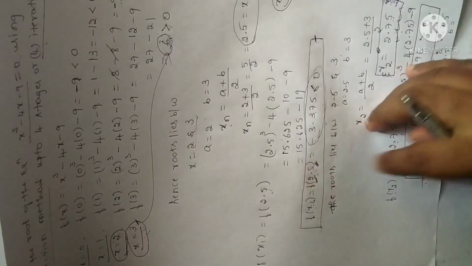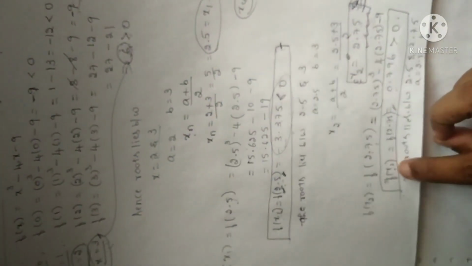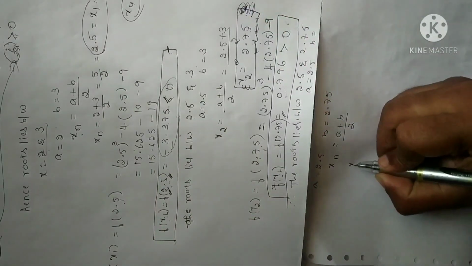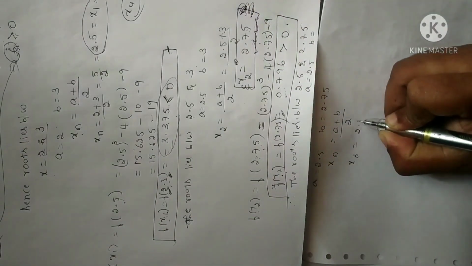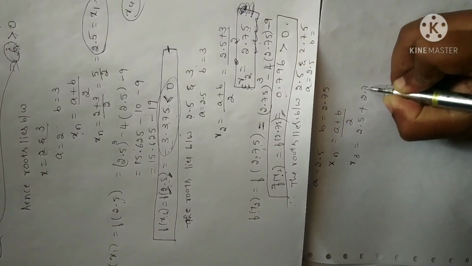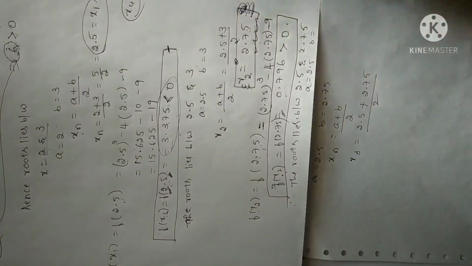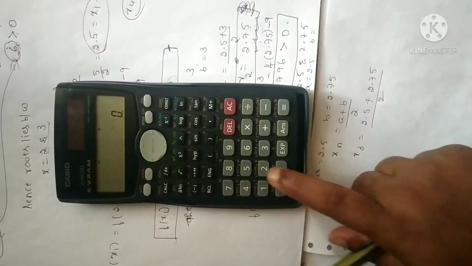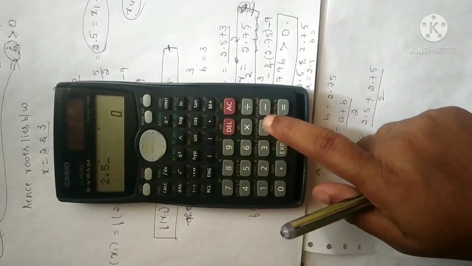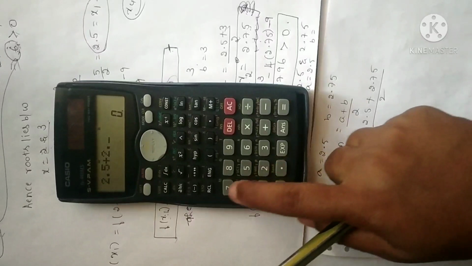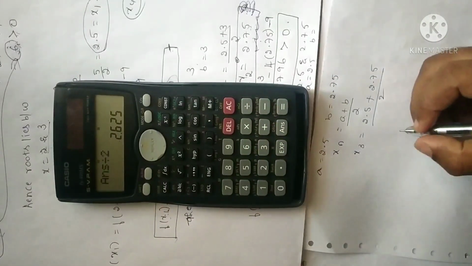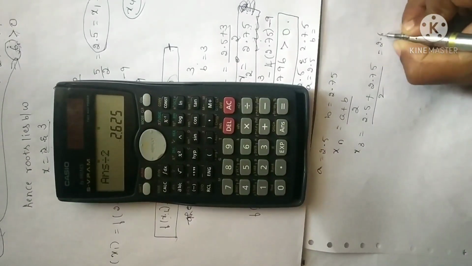I have written here, see here, xn is equal to a plus b by 2. I have already done x1, I have already done x2. Now I am interested to solve x3. So I can take x3 as 2.5 plus 2.75 divided by 2. Let me calculate. 2.5 plus 2.75 divided by 2. It will give 2.625.